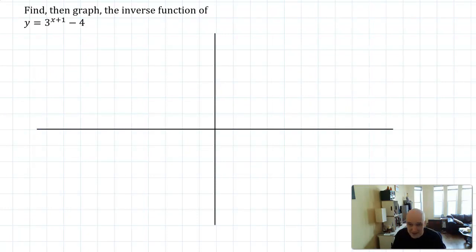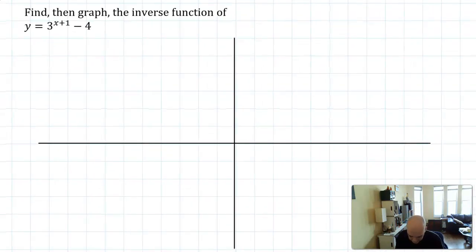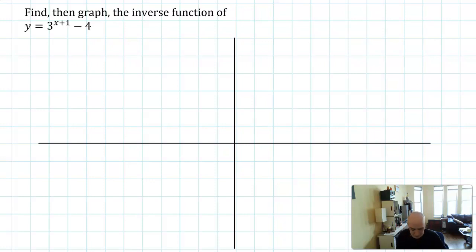So to close us out, I want to do sort of a scrambling of the idea of inverse function. So this is a problem that you might see. It says find then graph the inverse function of y equals 3 to the x plus 1 minus 4. So the first move will be to actually construct the inverse. Now we suspect that the inverse will be log base 3 of something.